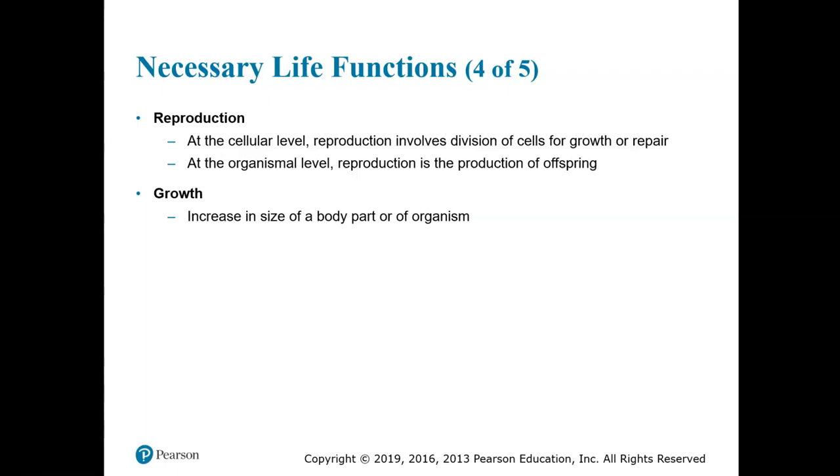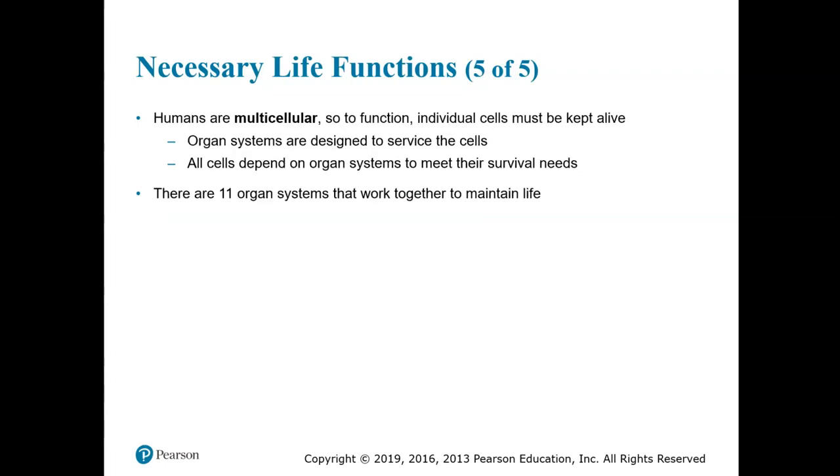Reproduction at the cellular level just means cell division, and that occurs for growth, and it also occurs for repair. And then reproduction is the production of offspring by the fusing of a sperm with an egg, and growth is increase in the size of the body part of an organism or the entire organism together.